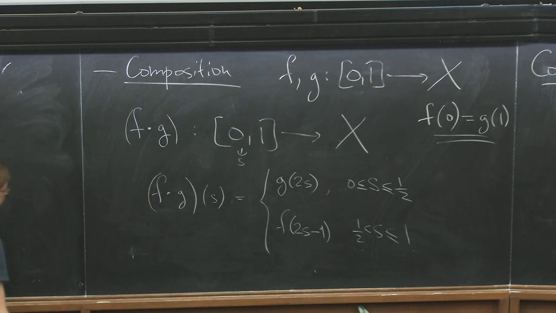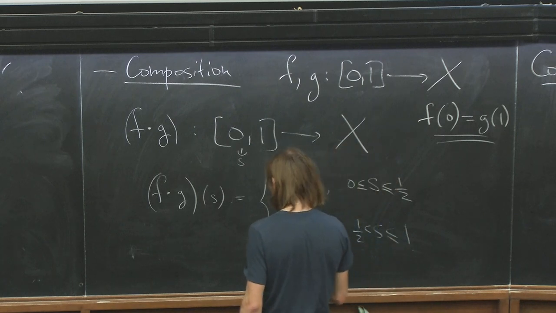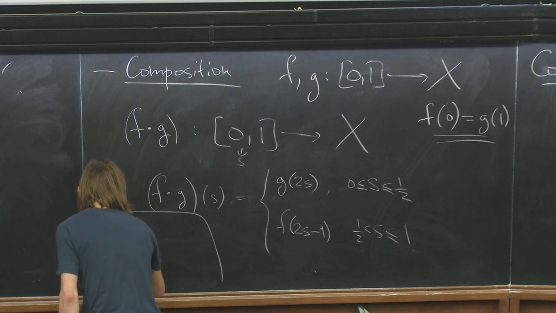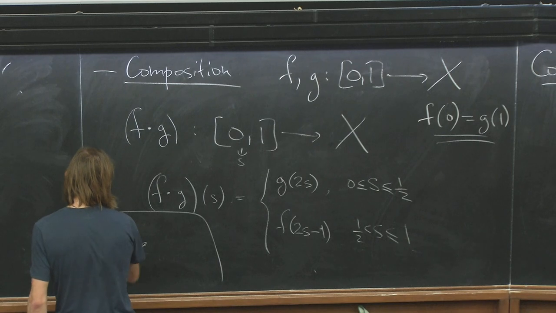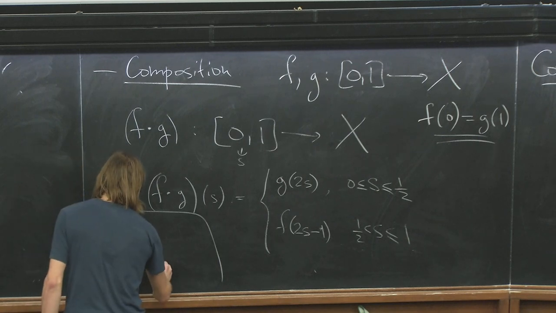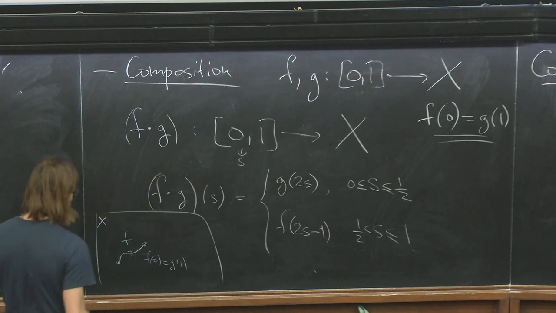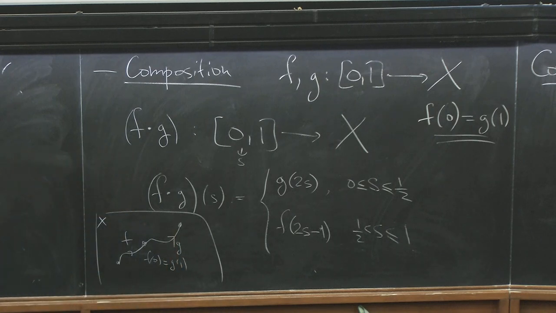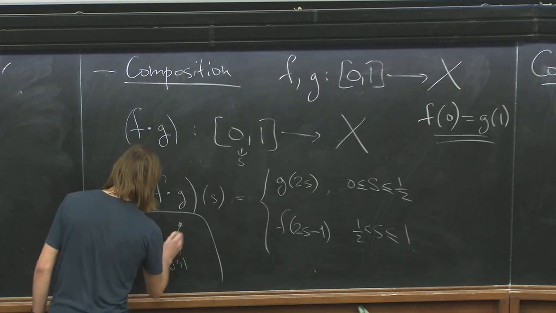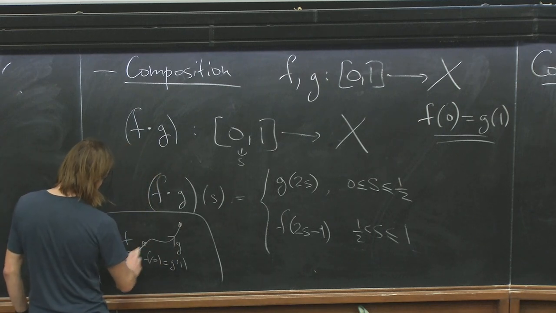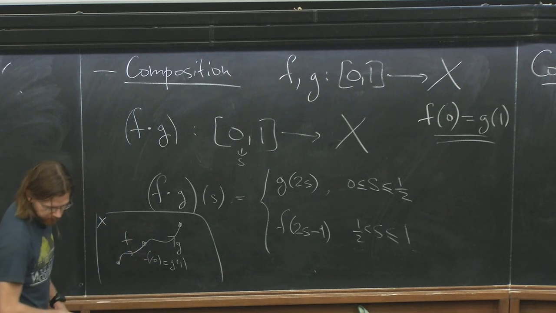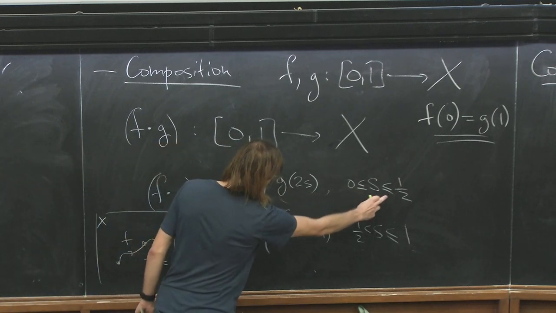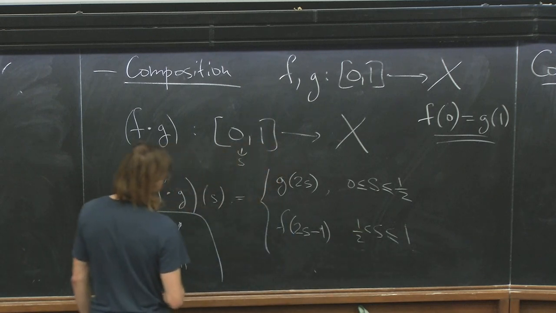And again, why this is a reasonable definition of what we can call a composition is that, as we have a pair of paths, some path F in our space X, so that its terminal point coincides with the initial point of some other path G, which looks something like this, then by composition we mean the path which will follow first the path G when S goes from 0 to 1/2, and then it will follow path F when S changes from 1/2 to 1.